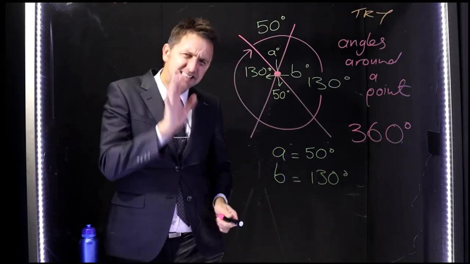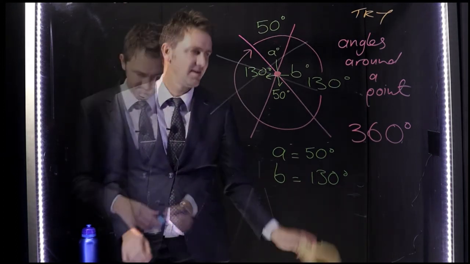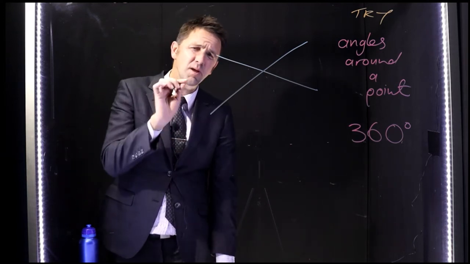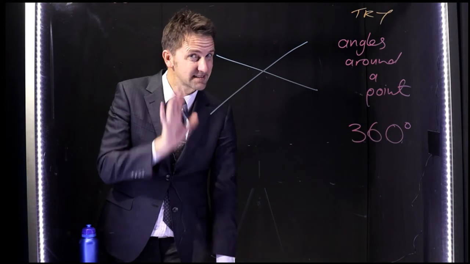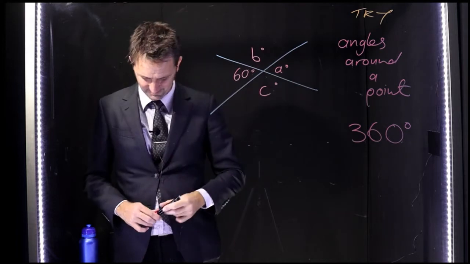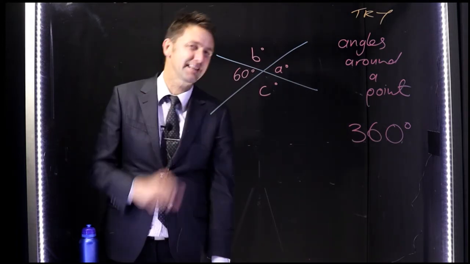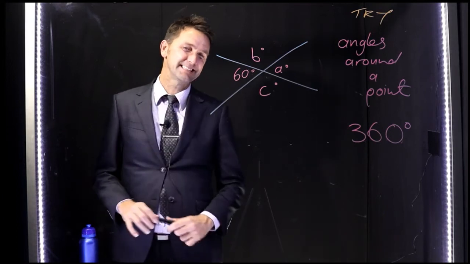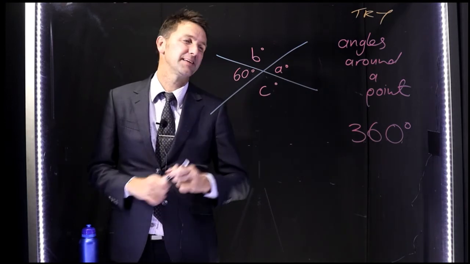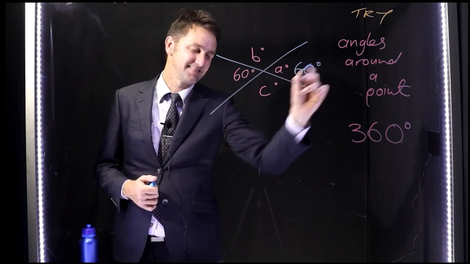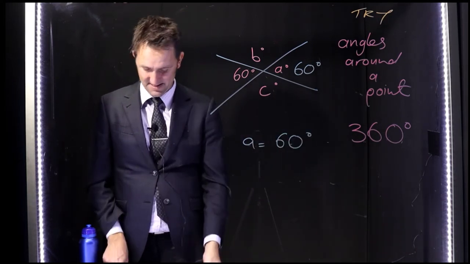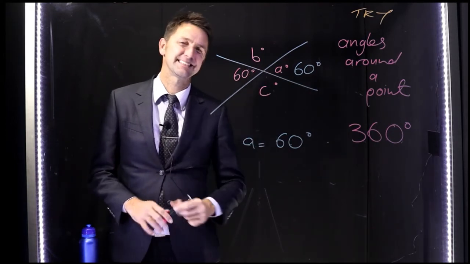Understanding that will help you work out the value of angles even when you don't seem to have all the information. For example, just quickly, here we have two intersecting lines. We have got equal and opposite angles. You probably know that A is going to equal 60 degrees. But you might be going, I can't work out what B and C are.